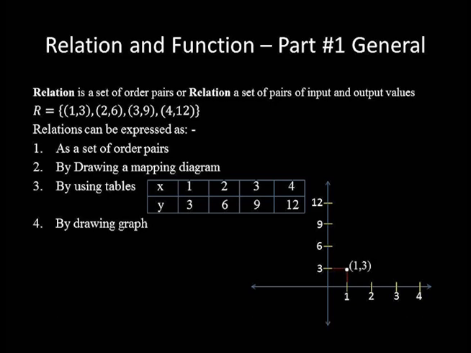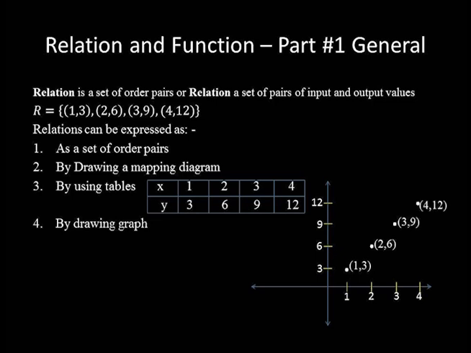Red colored dotted lines are not part of this graph. Rather, we use them just to determine the point of intersection. Thus, we have to remove them. Following the same pattern, we can indicate the other ordered pairs as 2, 6, 3, 9, and 4, 12.